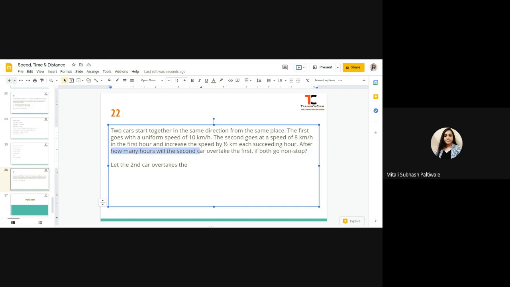In how many hours will the second car overtake the first one? Let the second car overtake the first car in 10 hours.